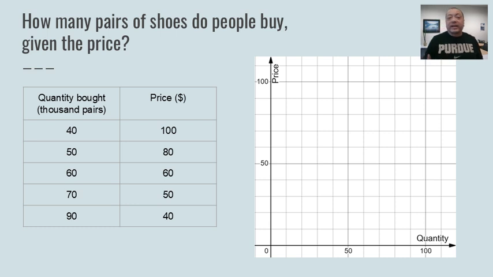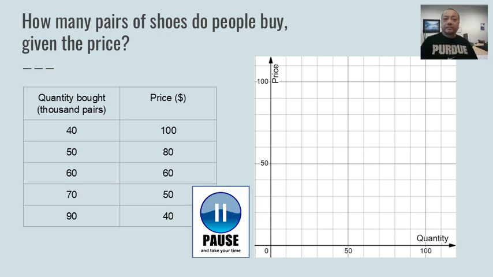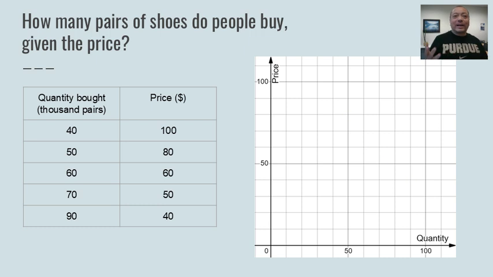Suppose we have these data points. They show us how many pairs of shoes people buy given the price of those shoes. Go ahead and plot these data points. Press pause and come back when you're done. Welcome back. This should be what you have.